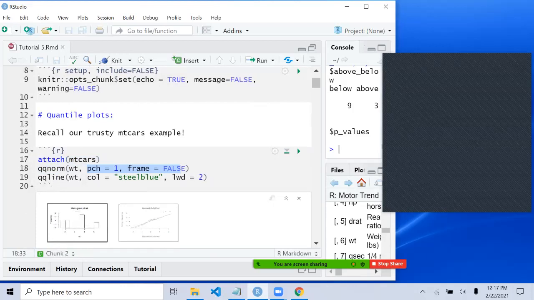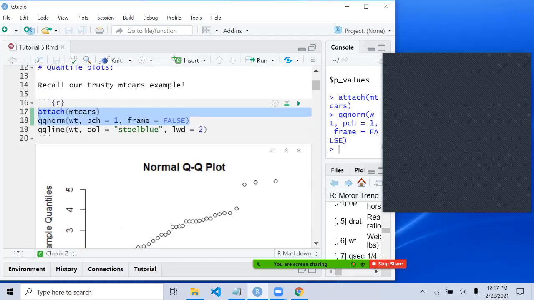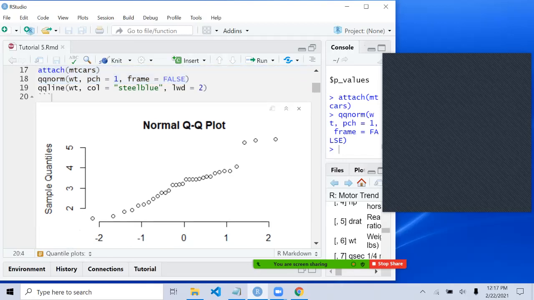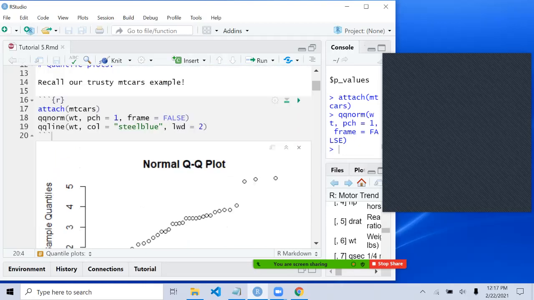The qqnorm, you give it the variable, which is weight. And when you want to put a line through it, you use qqline. If I just run qqnorm by itself, it will do the following, which isn't good enough because I cannot tell what is going on until I draw the line too. So let me put the line in, which is the next part.